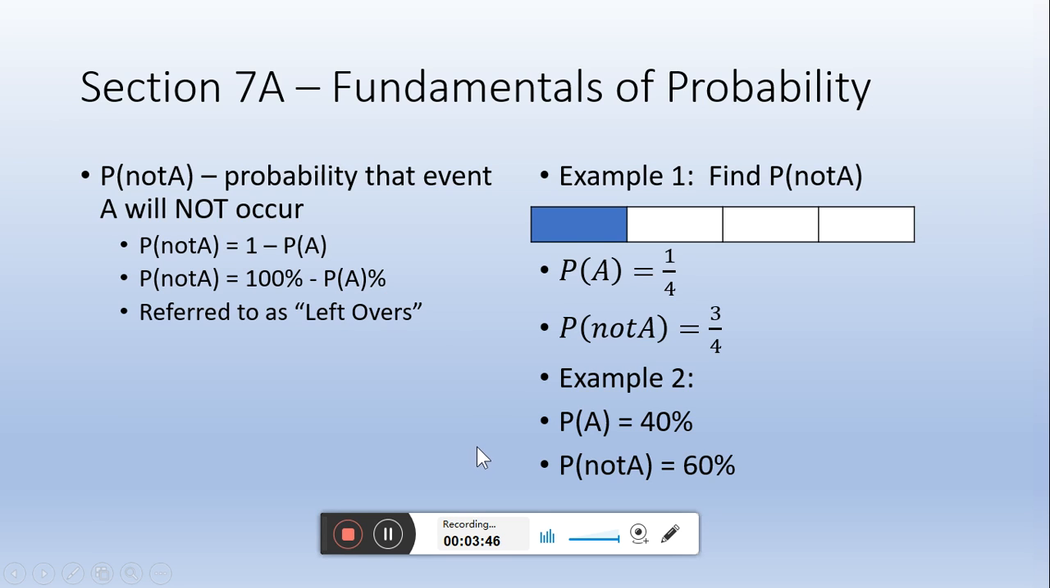So if we take a look at example 1 here, it says find P not of A. Here I basically made a visual. If P of A is 1/4, the shaded region out of these 4 pieces, then your P not of A is basically the leftover 3 pieces. So your P not of A will be 3/4. Another example: let's say P of A is 40%, then P not of A is the leftover out of 100, which is 60%.